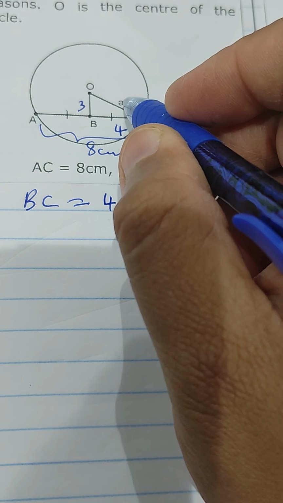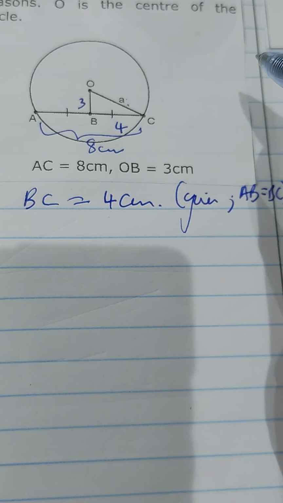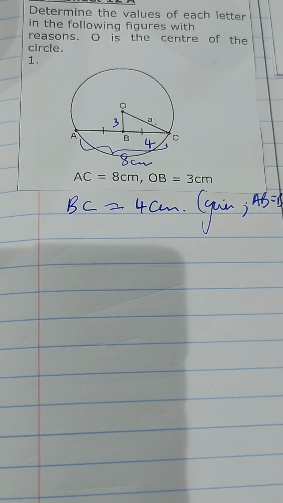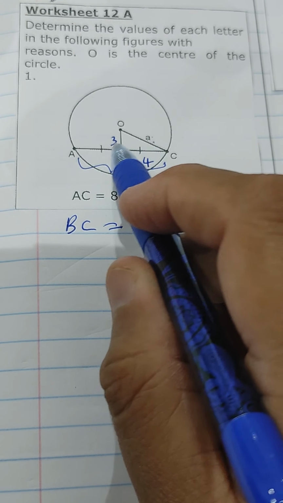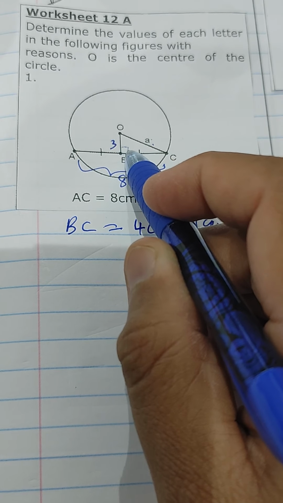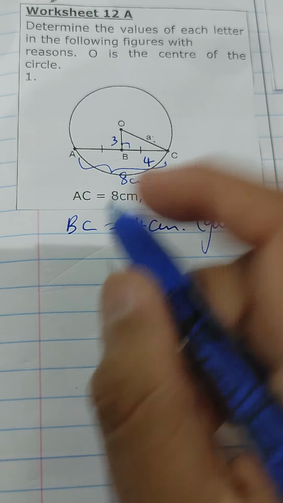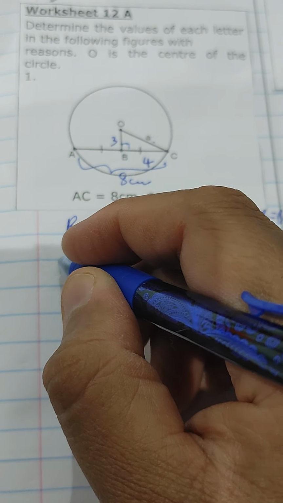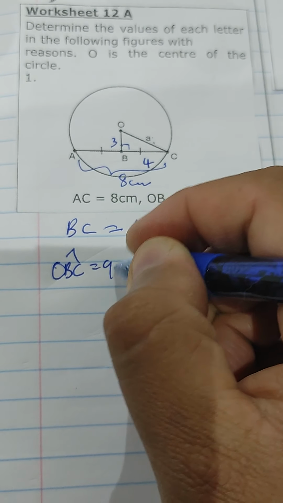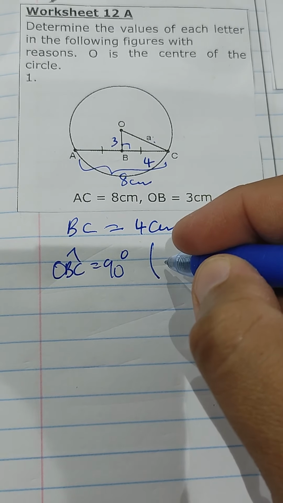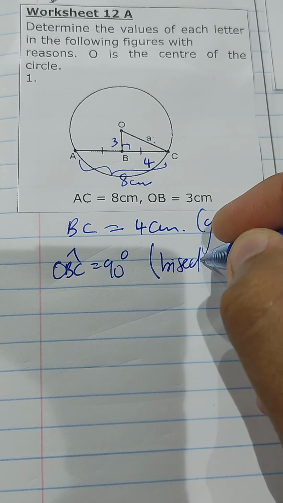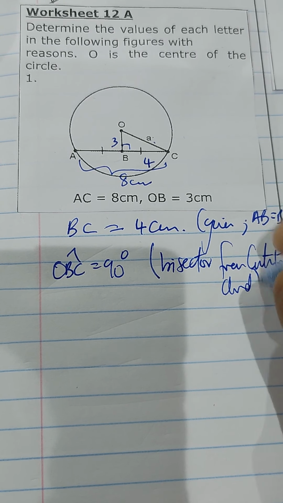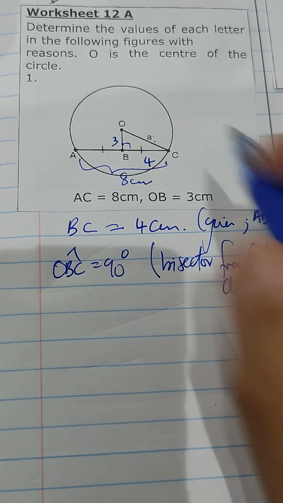So we know we can apply Pythagoras to calculate A, but there's no 90. But according to the first theorem in Euclidean geometry, if those lengths are equal, then this has to be 90. That's a prerequisite for Pythagoras. We need a right angle triangle. So we firstly say that OBC is equal to 90 degrees. Why? Because bisector from center to chord. Now we can apply Pythagoras.